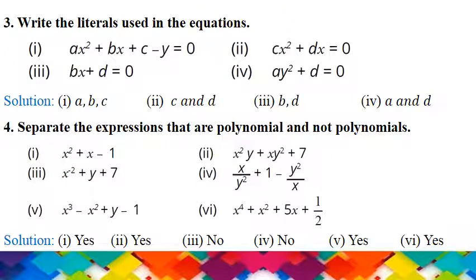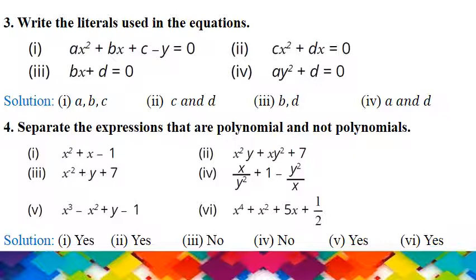In the third question, we have to find out the literals in the given equation. Literals are the alphabets which are written along with the variables. So in the first question, ax square plus bx plus c minus y is equal to 0. Our literals are a, b and c.